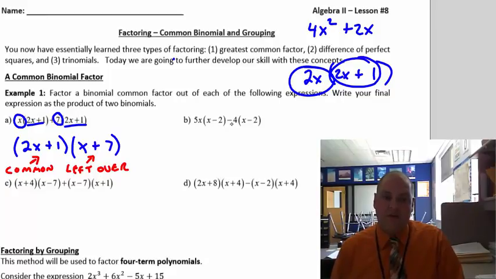5x times x minus 2 minus 4 times x minus 2. We already said the common binomial was x minus 2. So what's the leftover? If I take out the x minus 2, what's left? 5x. If I take out the x minus 2 here, what's left? Minus 4. So x minus 2 times 5x minus 4 would be the factors.